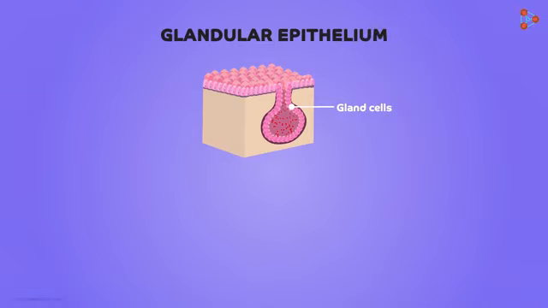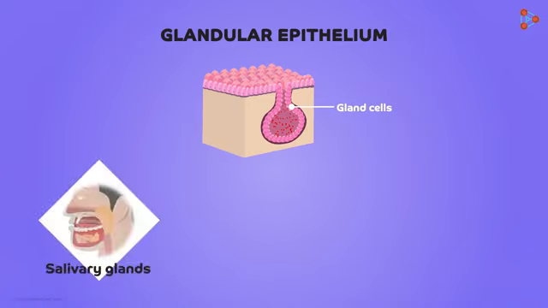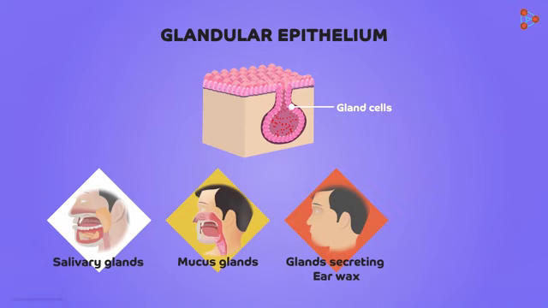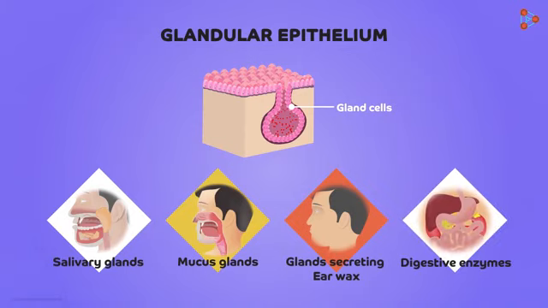So where will we find them? Yes, those parts involved in secretions like the salivary glands, mucus glands, glands secreting earwax, mammary glands, and also the glands producing digestive enzymes. Well, with this, we come to the end of the types of epithelial tissues.